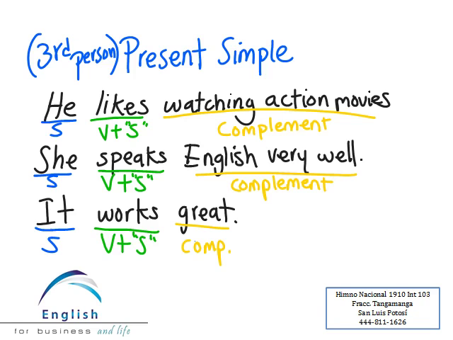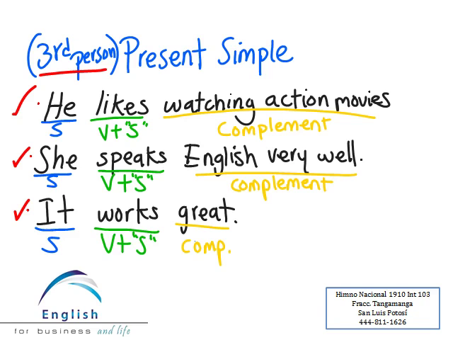Okay, our next item here is the present simple. Example number 1, he likes watching action movies. Example number 2, she speaks English very well. And example number 3, it works great. Okay? We have 3 examples for the third person. Remember, the third persons are he, she, and it. All right? Let's analyze these sentences.